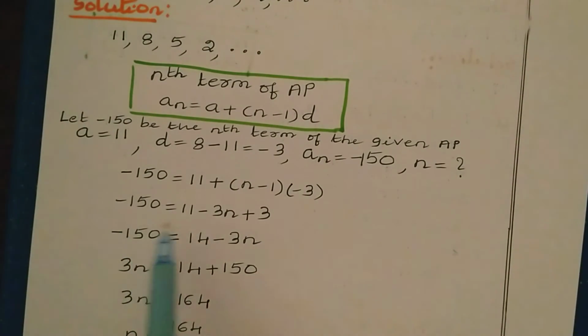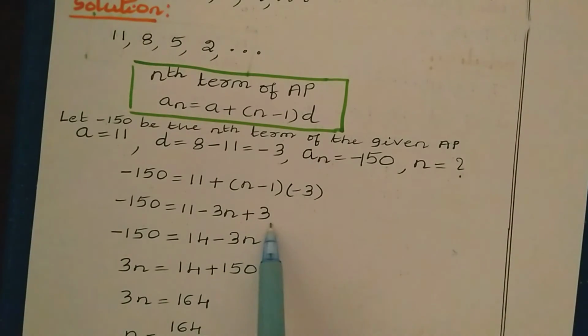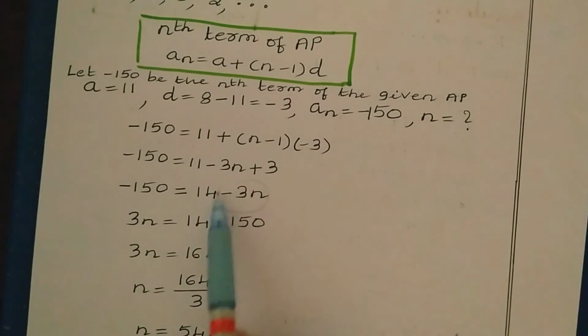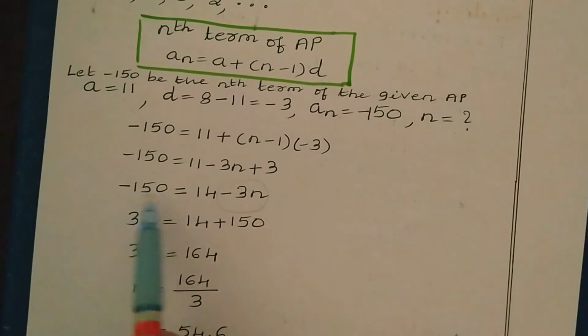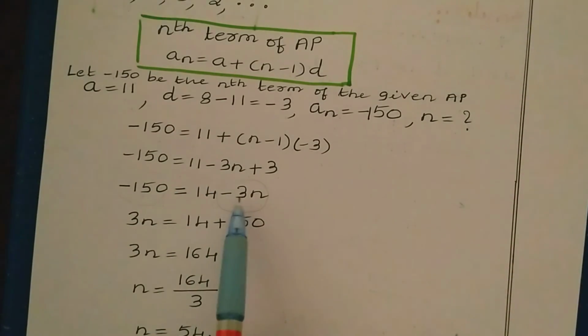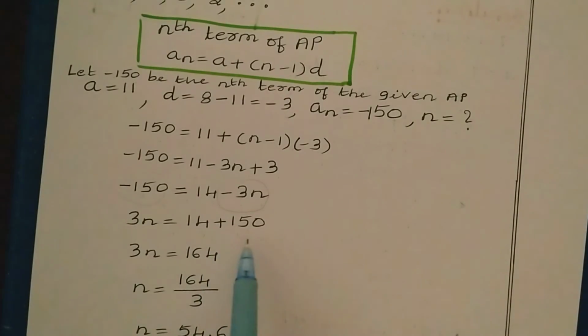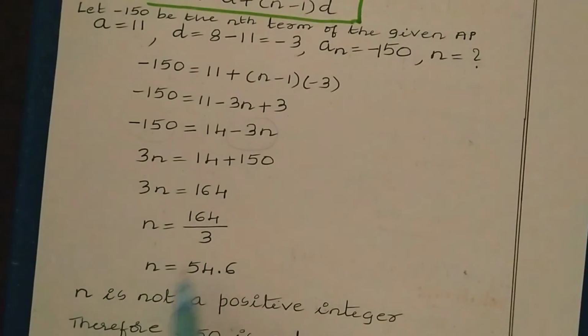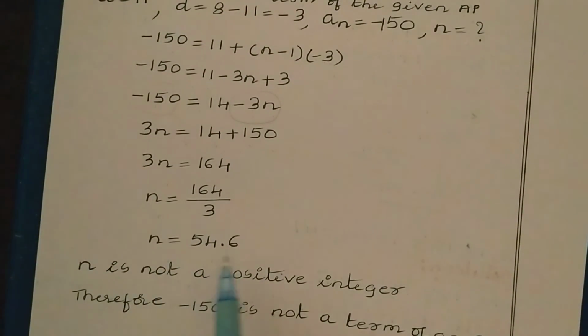Minus 150 is equal to 11 minus 3n, minus minus plus, so plus 3. Minus 150 is equal to 11 plus 3 is 14, 14 minus 3n. Take this minus 3n to this side and minus 150 to right hand side. So we have here this becomes plus 3n is equal to 14 plus 150. So 14 plus 150. So 3n is equal to 164. N is equal to 164 divided by 3. N is equal to 54.6.